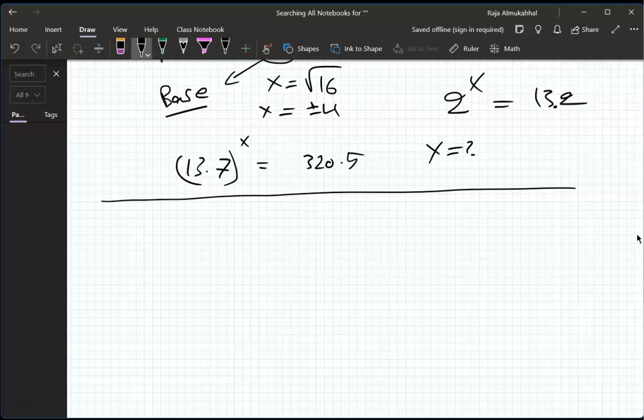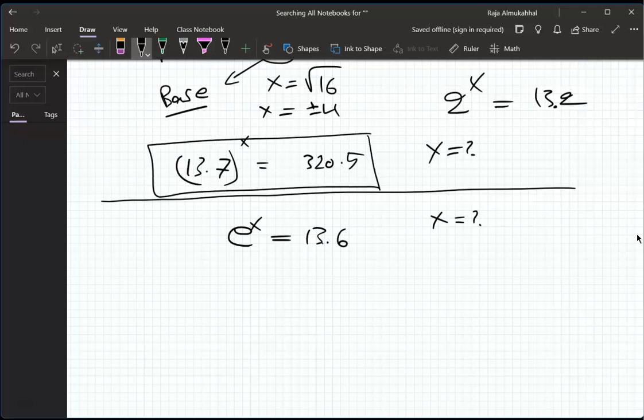Here's one. Suppose I have e to the x equals 13.6. And you remember, e is just a constant, and I am solving for x. So what is the value of x? One way to do it when you are faced with those kind of problems is that you want to project natural log on both sides. So you go natural log of e to the x equals natural log of 13.6. That's the first thing you do.